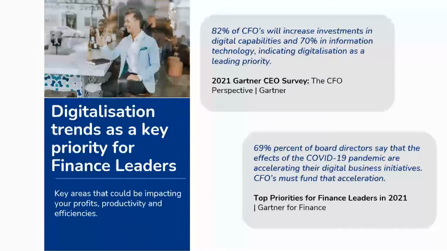It was revealed in 2021 in the Gartner survey that 82% of CFOs were committed to increasing their spend on digital transformation projects, and that 69% of the board of directors said that COVID-19 was a key driver to automate their processes.